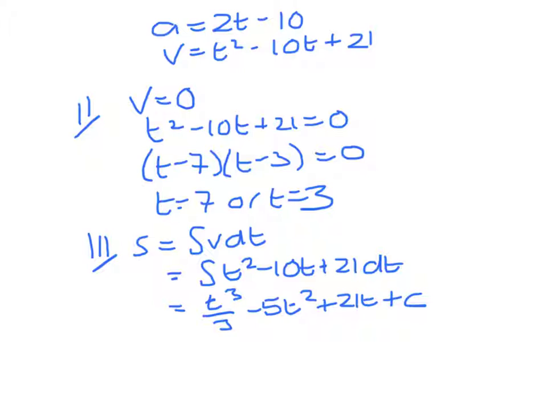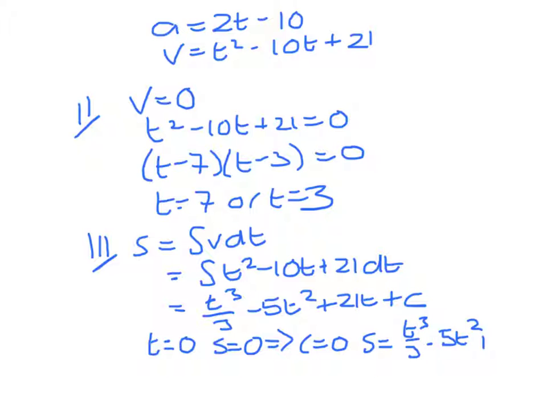Read the boundary conditions in the question. When t is 0, s is 0, and that implies that c is 0. So s is t cubed over 3 minus 5t squared plus 21t.